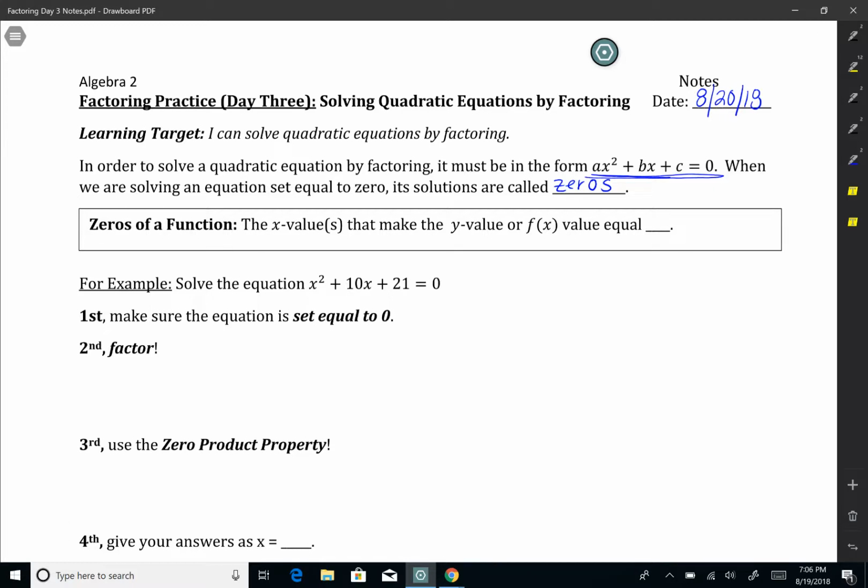The zeros of a function are the x value or values that make the y value or f of x value equal 0. So as you notice, generally in our standard form, and over here where 0 would be, it would have been y or f of x or g of x or whatever you called your function. So we're seeing what x value or x values we can put into this equation that would make it equal 0. All right, so here's our first example of solving an equation by factoring.